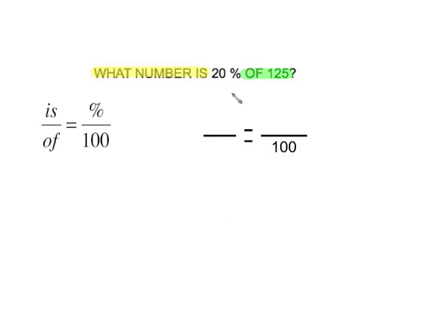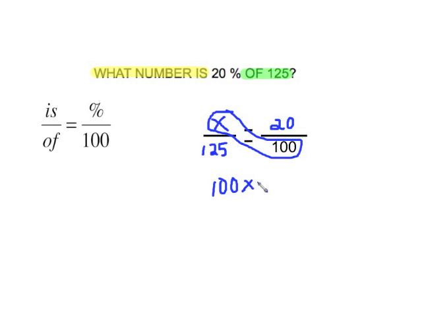What number is 20% of 125? 20%, the 20 is going to go over 100. What number is, we don't know what that is, that's our x. Of 125 will be on the bottom of the fraction. Proportion setup means all we have to do is cross multiply. Multiply here gives us 100x. Multiply 20 times 125, and that's that multiplication there. So that gives us 2,500.